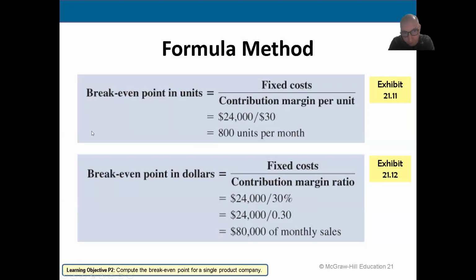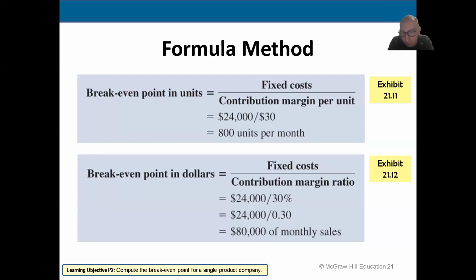First, let's look at the break-even formula. The formula is very straightforward. It's fixed costs divided by contribution margin per unit. This is to find break-even in units. So fixed costs in our example is $24,000. Our contribution margin per unit is $30. This means I need to sell 800 units per month.